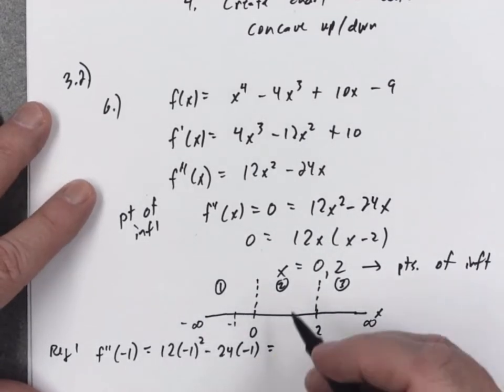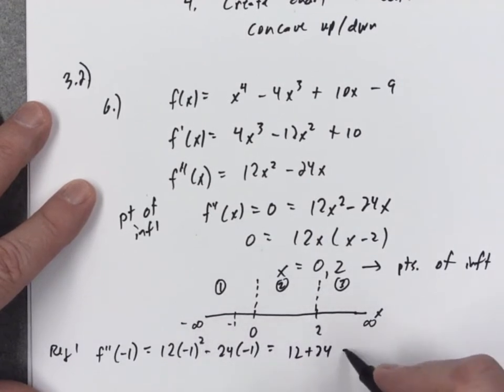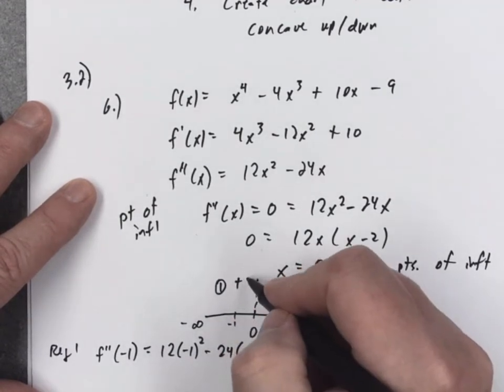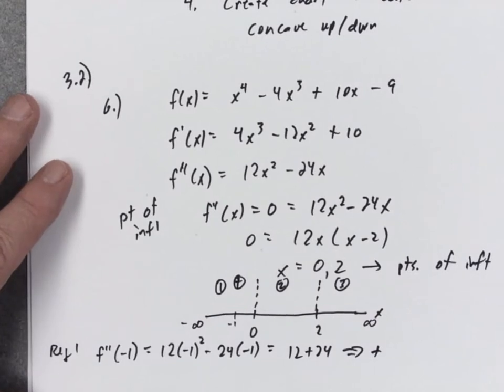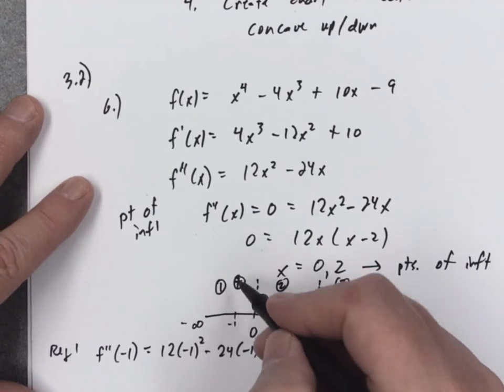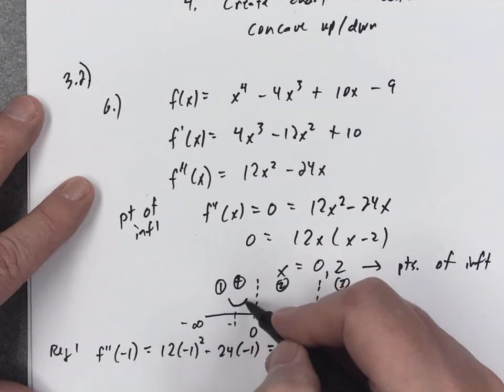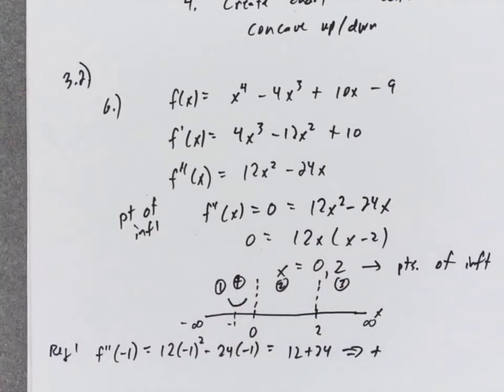Negative 1 squared is 1, so this is 12 minus 24 times negative 1. You subtract the negative. You know what? The second derivative in region 1 is positive. And once again, as I learn this stuff, I go ahead and make a quick little sketch of what's going on. A positive second derivative, you know what that means? In here, my function or my graph is going to be concave up. That's what I've just determined.